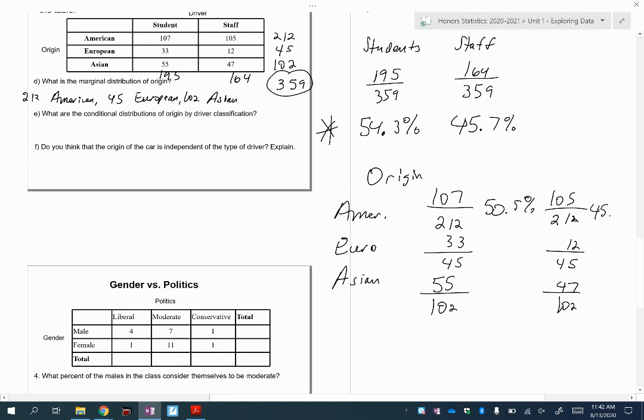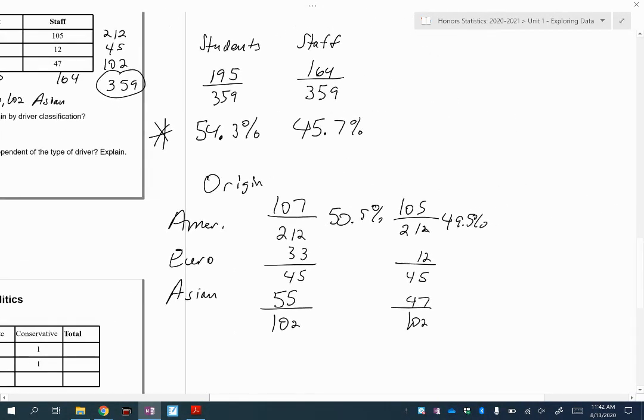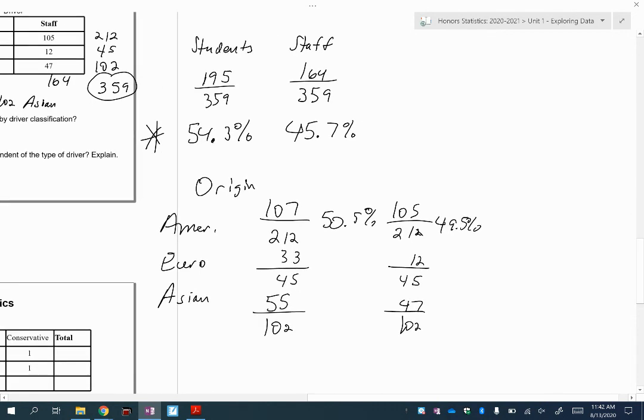I guess I should say the percentage of the American cars driven by staff is 49.5%. Right now, literally my first one I calculated, I'm going to zoom in over here. My first one I calculated is more 50-50 than the original I calculated for students and staff without bringing in origin. So right there, I'm already determining that these two variables, origin and driver classification, are not independent. Because if they were independent, then these first two I calculated should be roughly 54 or 46%.